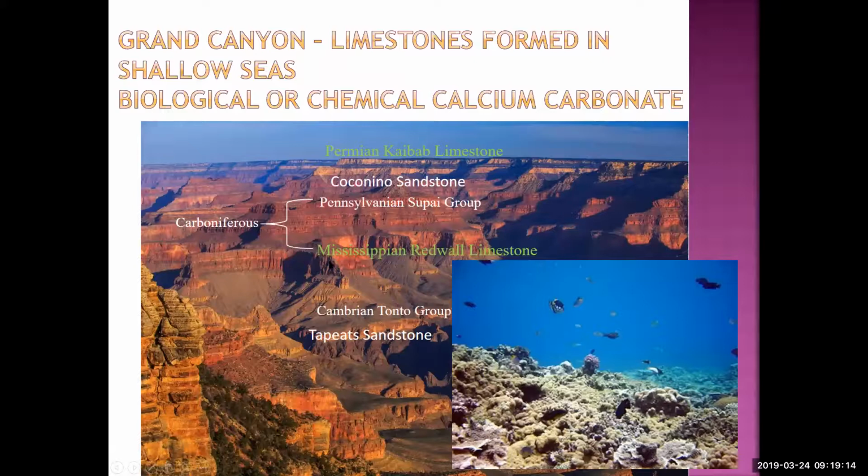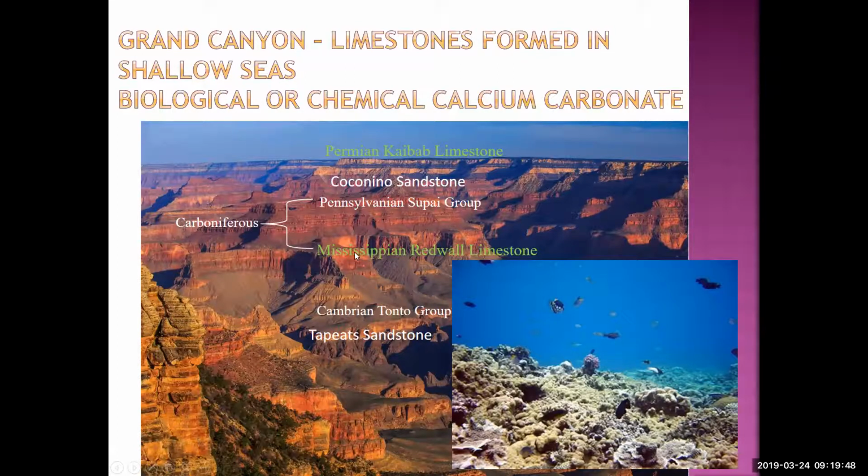Okay, and then the limestones that I mentioned, such as the Mississippian Redwall limestone and the Permian Kaibab limestone, formed in shallow seas. This would be a limestone-forming environment, such as a coral reef, because invertebrate shells are formed from calcium carbonate. And then as they decay, they form limestone. That's what limestone's made of. That's the only way that limestone forms. It doesn't form in, let's say, floods. And also, calcium carbonate can slowly seep out of the water and also form limestone.